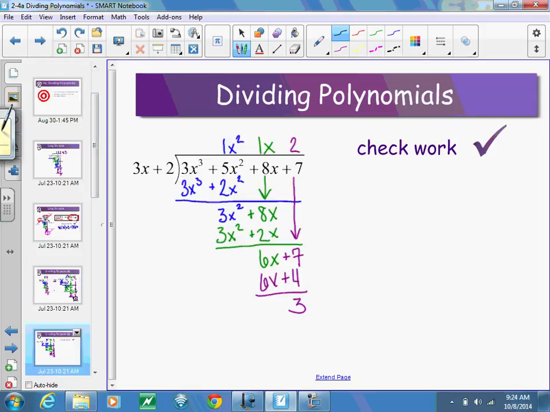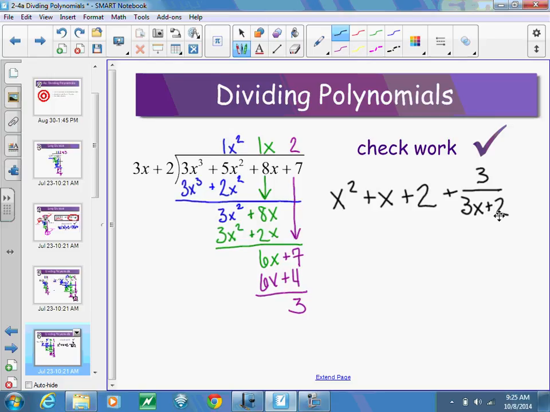And so now, the way that I'd like us to write this out is 1x squared, which I don't necessarily need the 1x, so I've got x squared plus x plus 2, and then plus 3x plus 2 in the numerator. So that remainder that we have here is going to be a part of that 3x plus 2 first.